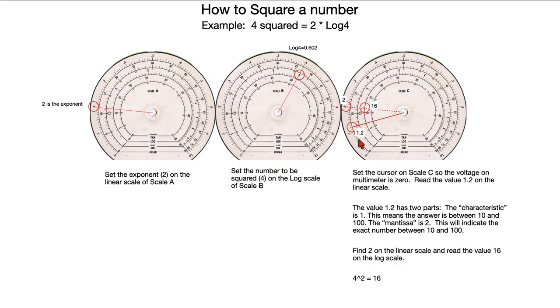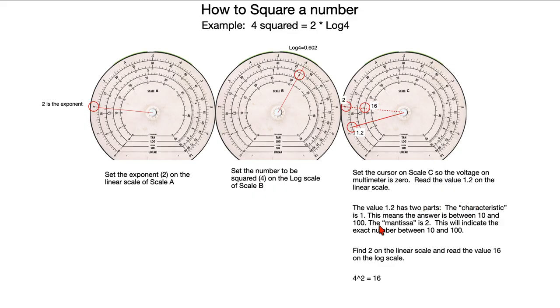Well, 4 squared isn't 1.2, so you've got to do a little more math. So the value of 1.2 has 2 parts. The characteristic is the number to the left of the decimal point, and the mantissa is the number to the right of the decimal point.